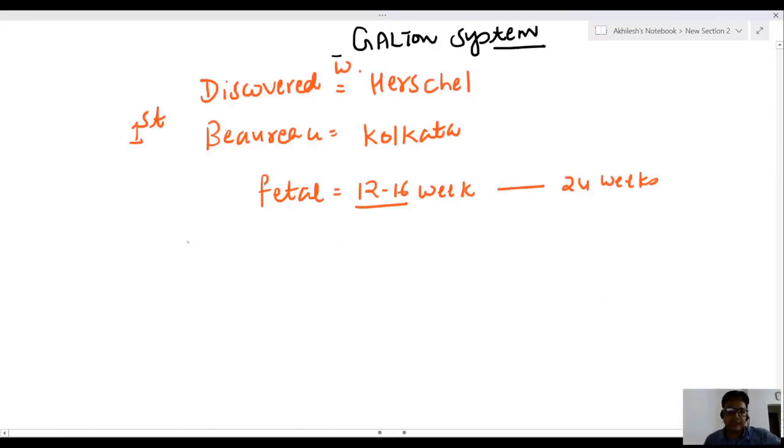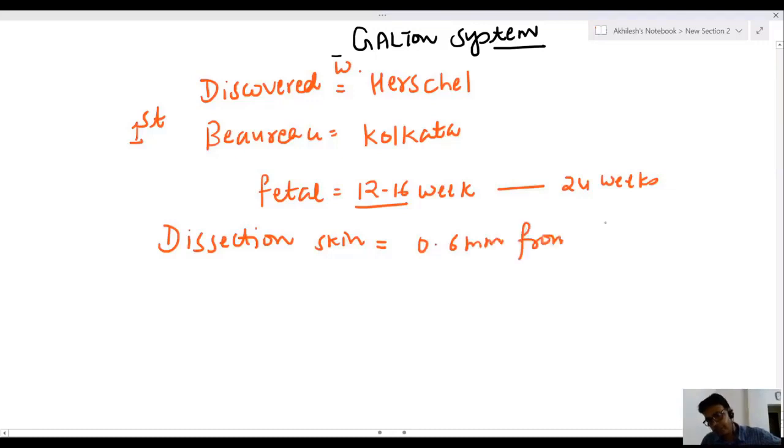Sir, dissection of skin. Dissection of skin is up to 0.6 mm for fingerprint. For fingerprint, if this is skin, we can dissect up to 0.6 mm to get fingerprint results.